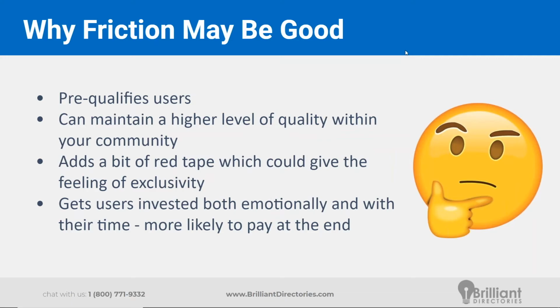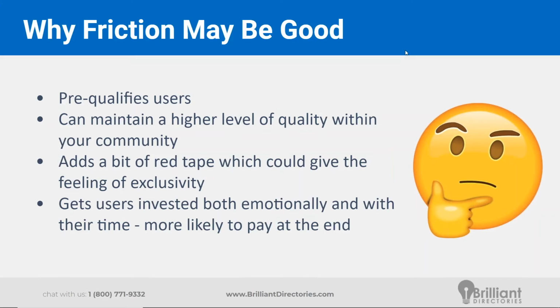But another reason why we may want to embrace friction in the sign-up process is that it has the potential, if there's not too much of it, just a little bit, to add a little bit of red tape, which can give the feeling of exclusivity. So this plays into that first one a little bit, that it pre-qualifies users. And when something's exclusive, it's a little bit more difficult to gain entry to. That can make it a little bit more interesting, a little bit more enticing for some people who may be already interested in joining.